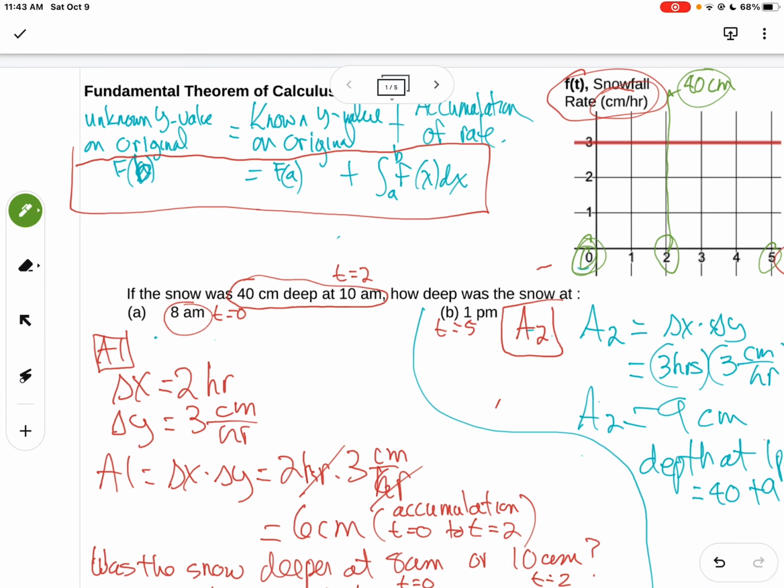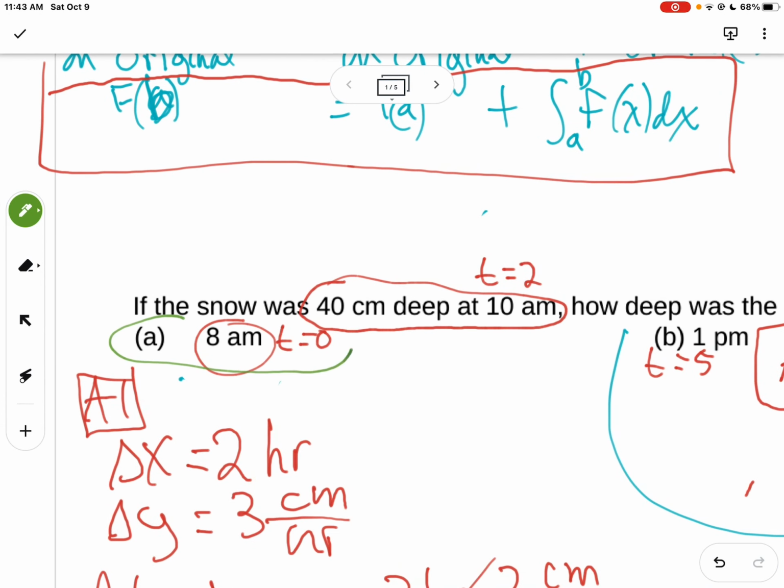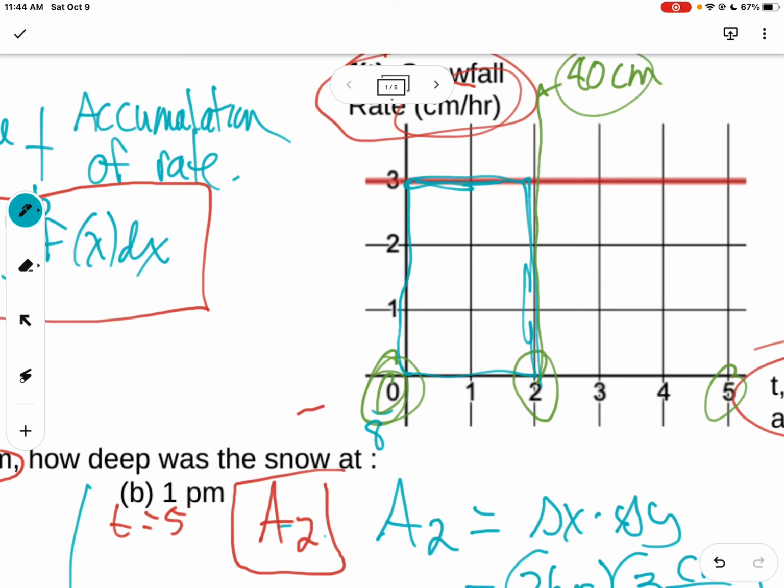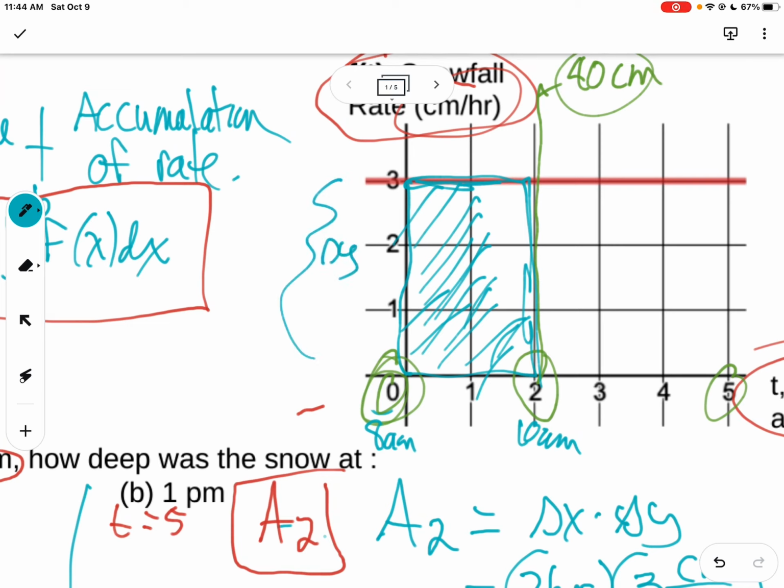Okay, so let's do this one here, the 8 a.m. one. We're going to get how deep the snow is at 8 a.m. So when we go over to here, we have to, of course, do our area under the curve. There's our area under the curve right there. And this is the area I'm interested in, because I'm trying to figure out, remember this is 8 a.m., that's 10 a.m., how much snow accumulated between 0 and 2 hours. So this right here is the delta y. That's how much y I'm going to multiply by, and this is how much x changed by over that time.